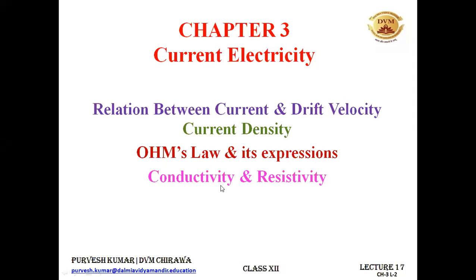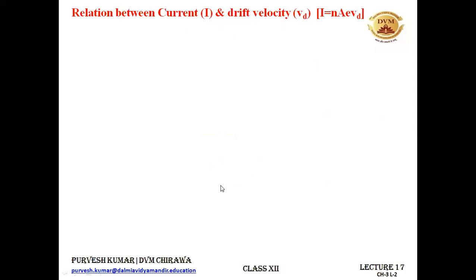All right. So let's begin today's class with the first topic, that is the relationship between current I and drift velocity Vd. The final result that you will be getting is I is equal to nAeVd, where the small n is the number density of the electrons, that is, the number of electrons per unit volume. A is the area of the conductor, e is the charge on the electron, and Vd is your drift velocity. So this is the relationship between I and Vd. We have to derive it.